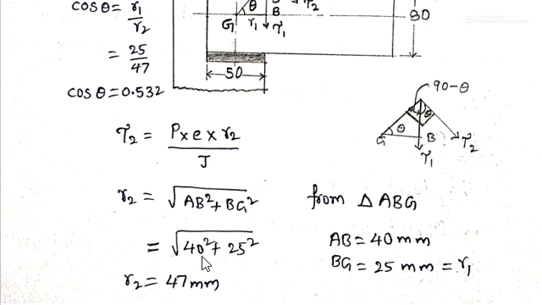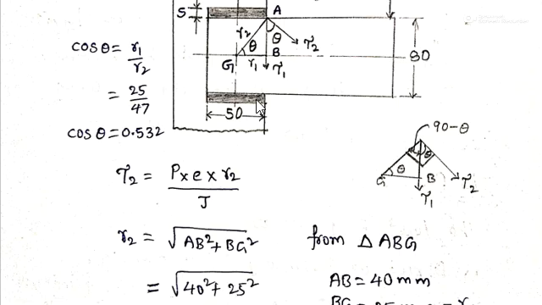Substitute here 40 square plus 25 square, and if we solve it, we get R2 as 47 mm. And why have we taken R1? To calculate this theta, since we require theta to find the resultant shear stress at this point. If you observe this triangle, theta is the angle between the primary and secondary shear stresses.